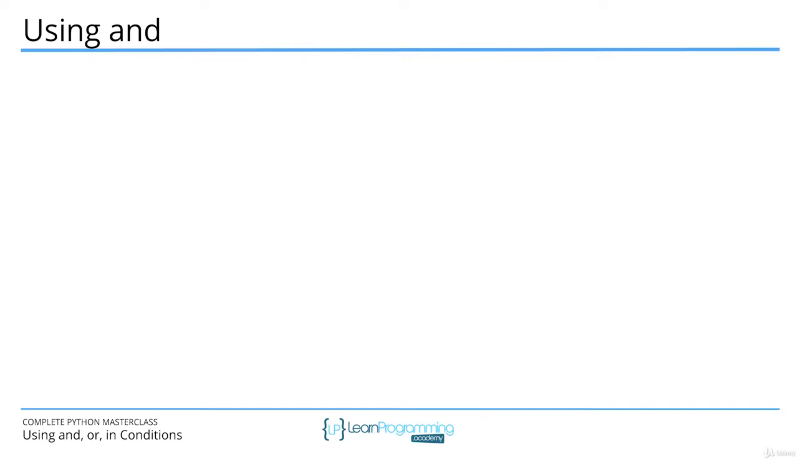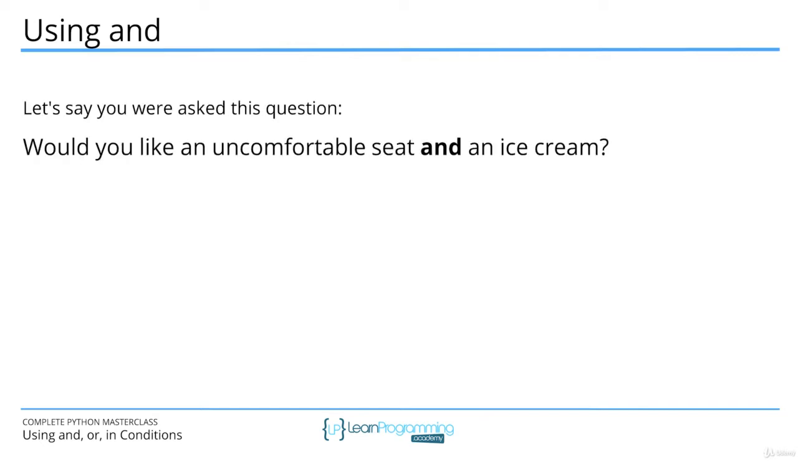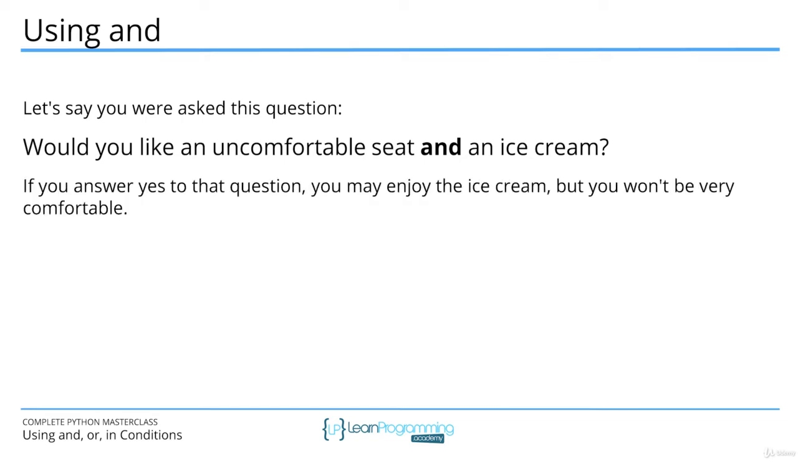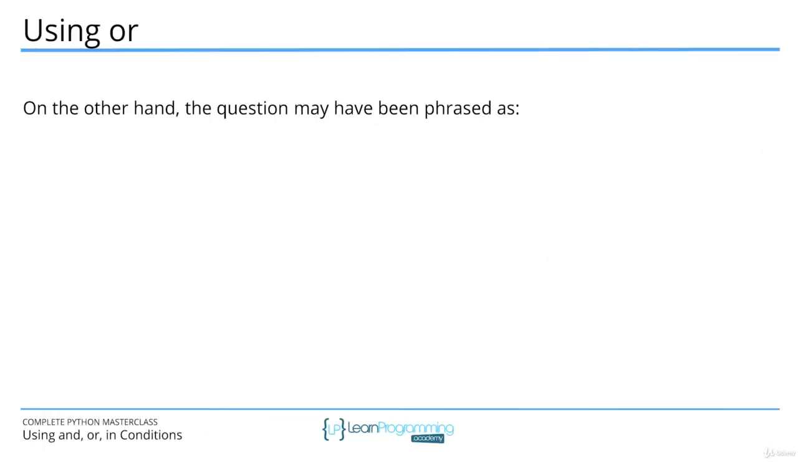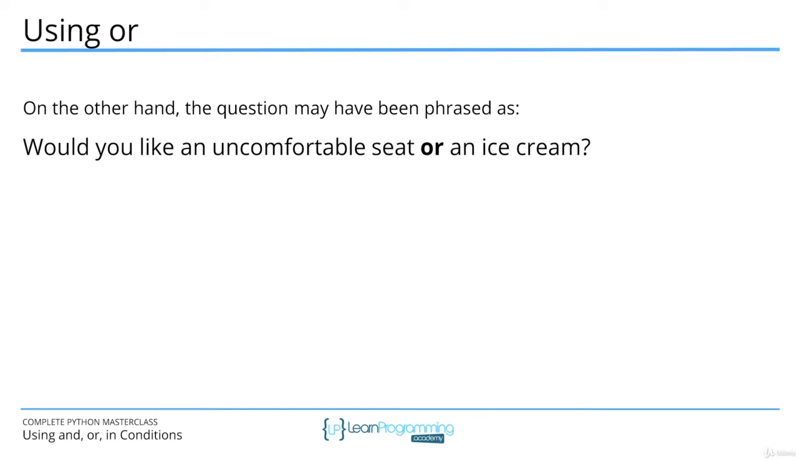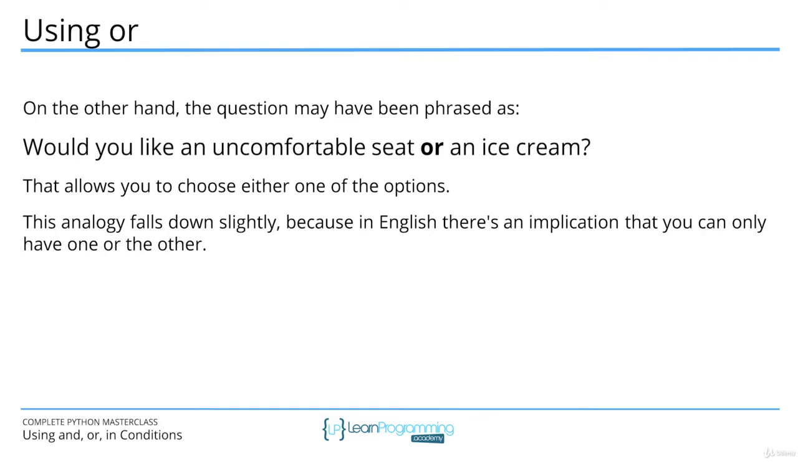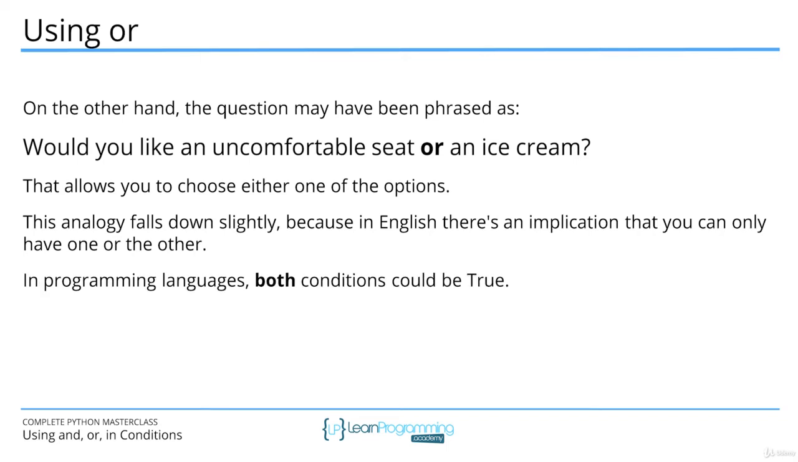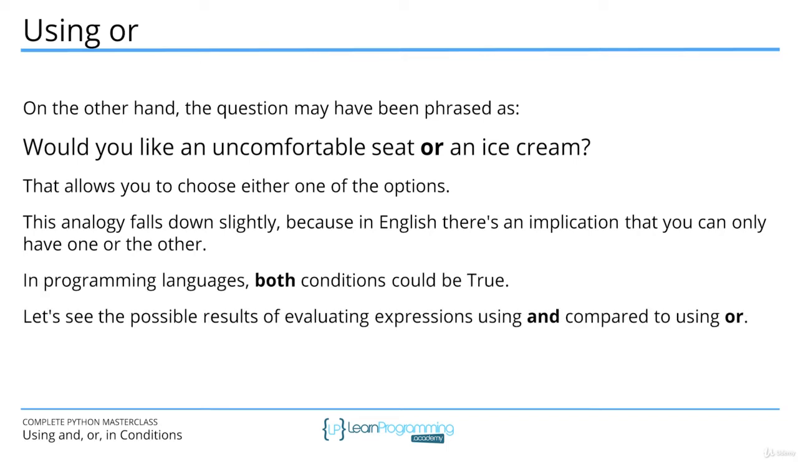Alright, so let's talk about using and. So let's say that you're asked this question: would you like an uncomfortable seat and an ice cream? If you answer yes to that question, you may enjoy the ice cream, but you won't be very comfortable. You've agreed to both parts of the condition. Now, on the other hand, the question may have been phrased as, would you like an uncomfortable seat or an ice cream? Now, that allows you to choose either one of the options. This analogy falls down slightly because in English, there's an implication that you can only have one or the other. In programming languages, both conditions could be true. So let's see the possible results of evaluating expressions using and compared to using or.